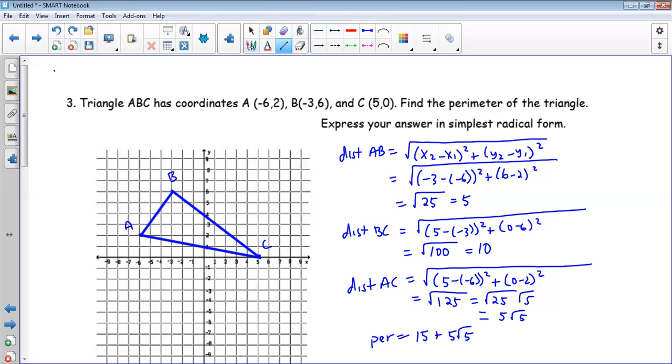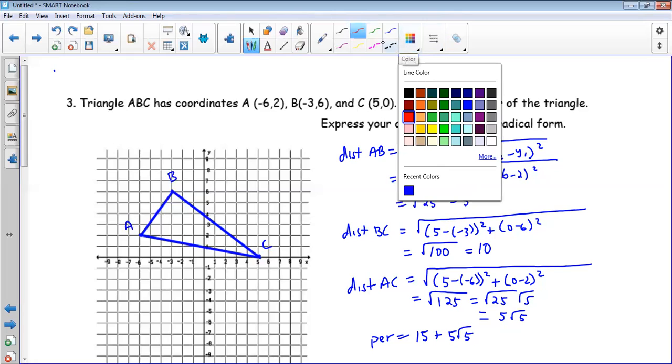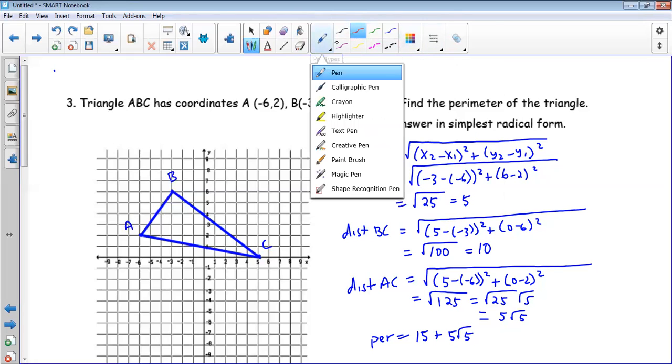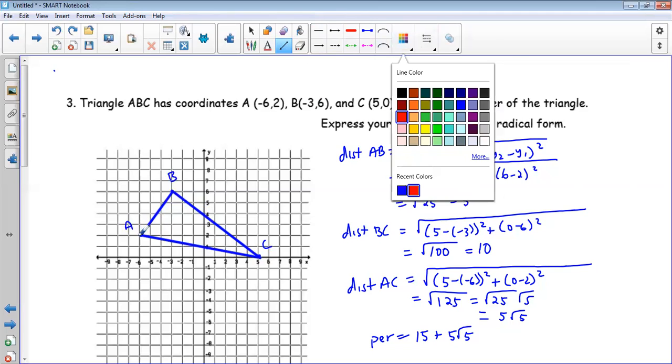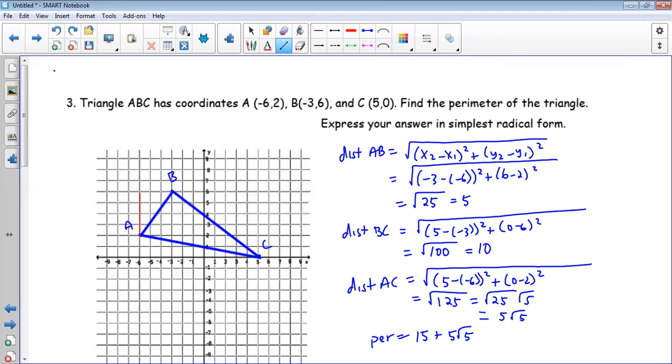I don't like the way it came out. Hold on. I want to make a line. I'm going to make it in red. So if this is 3 and this is 4, and you do the Pythagorean theorem, that's a right angle, this ends up being 5, which is what we got over here anyway.